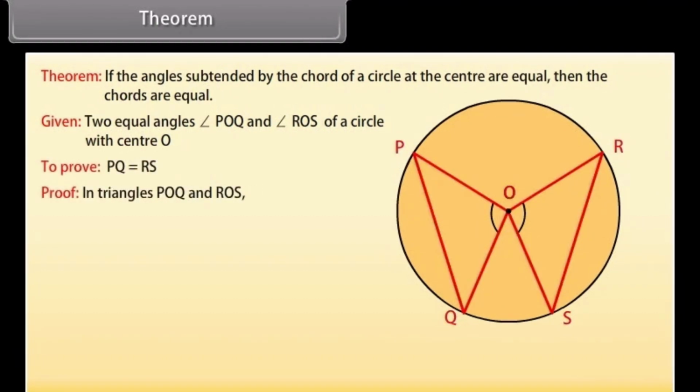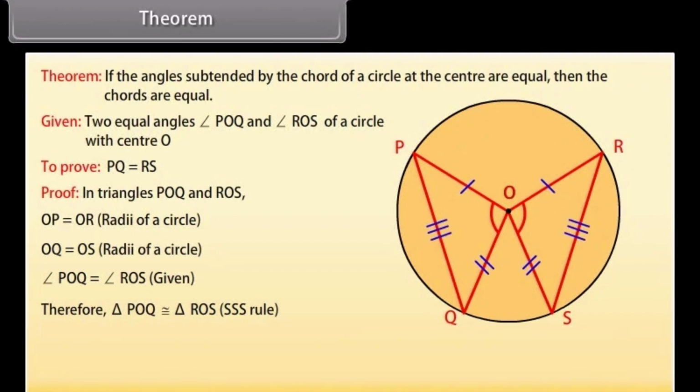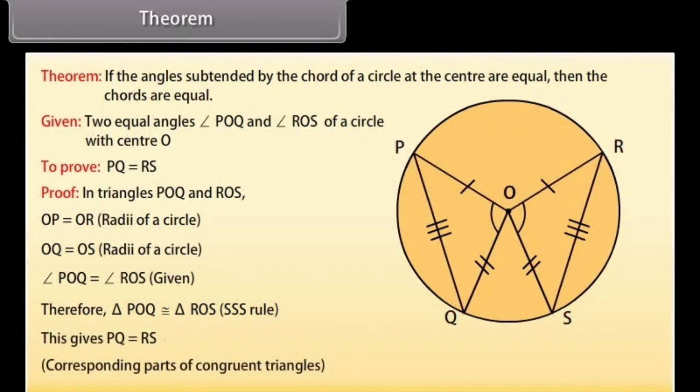Proof. In triangles POQ and ROS, OP is equal to OR because these are the radii of a circle. OQ is equal to OS. These are also the radii of a circle. Angle POQ is equal to angle ROS, given. Therefore, by SAS congruence rule, triangle POQ is congruent to triangle ROS. This gives PQ is equal to RS, because corresponding parts of congruent triangles are congruent.